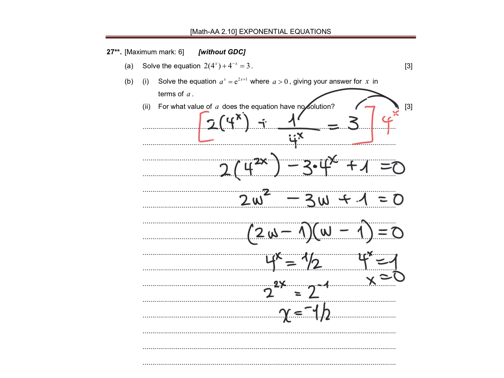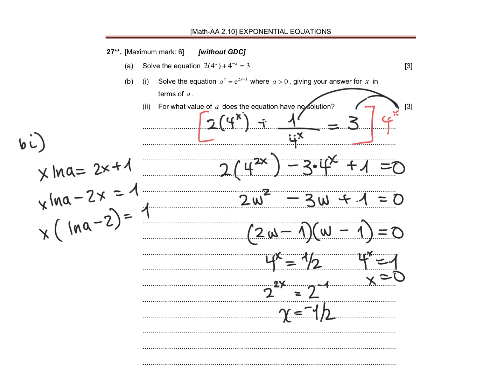All right, solve the equation a to the x. Okay, so for b, we natural log both sides. We're going to have 2x plus 1 here. And then we will have x natural log a minus 2x equals 1. Factor out x. And x is going to be 1 over natural log a minus 2.